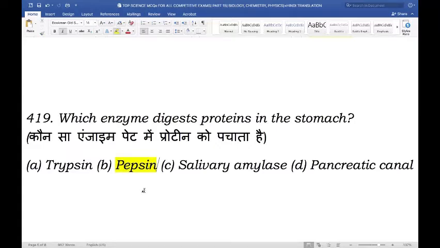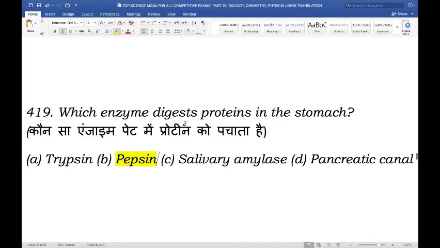Pepsin is an endopeptidase that breaks down proteins into smaller peptides. It is produced in the gastric chief cells of the stomach lining and is one of the main digestive enzymes in the digestive system of humans and many other animals. So it helps in digestion of proteins found in food.